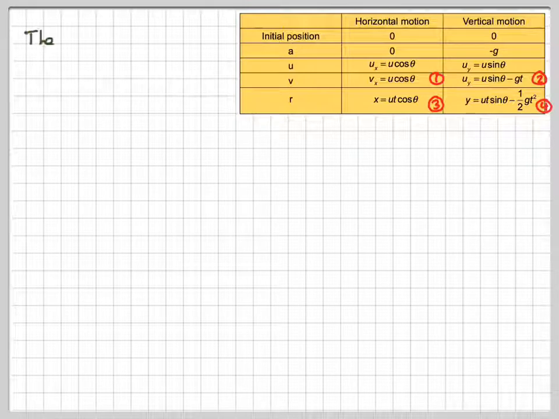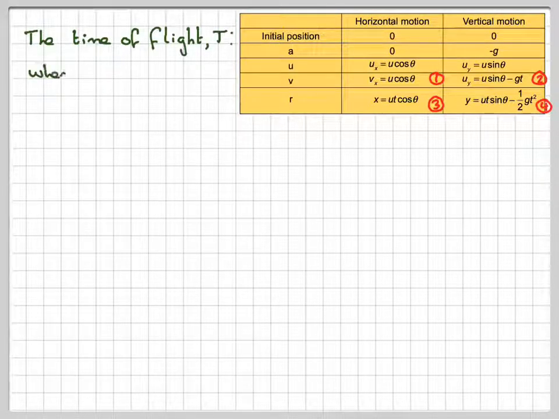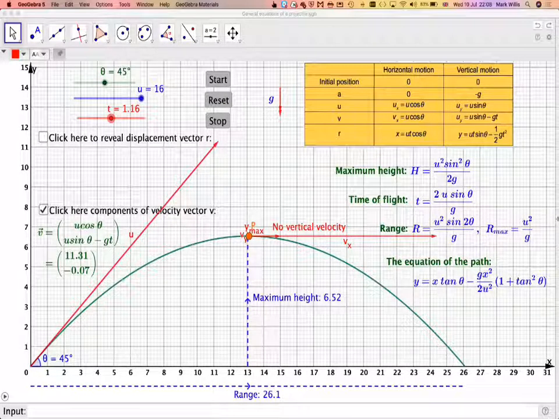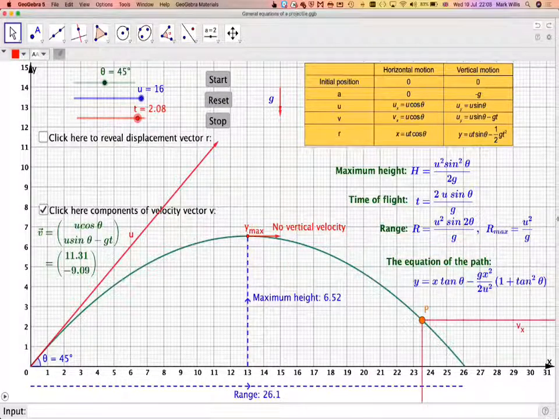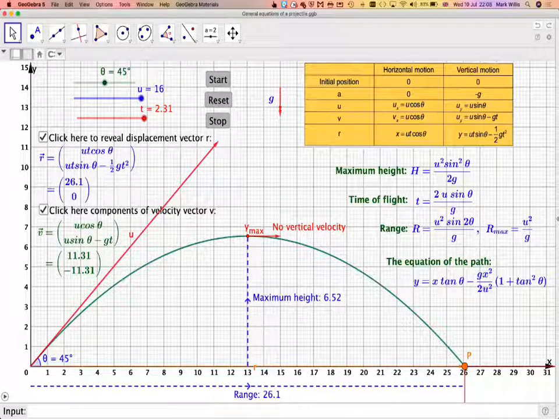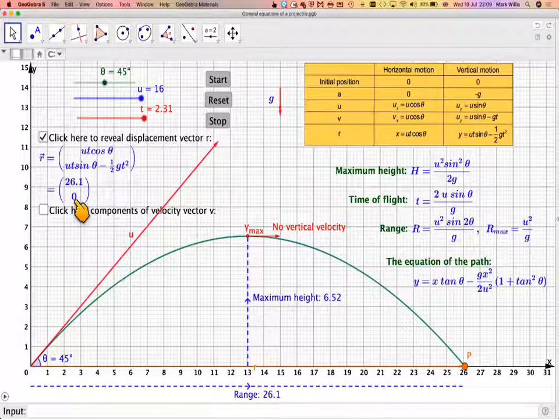Same equations. Now we want the time of flight, t. When the projectile hits the ground, the vertical component of displacement will be equal to 0. Looking at the diagram again, if we take that down there, the vertical component of displacement will be equal to 0. So what we need to do is put that equal to 0. And we know we're going to get 2 places, one here and one here where the initial starting value is.